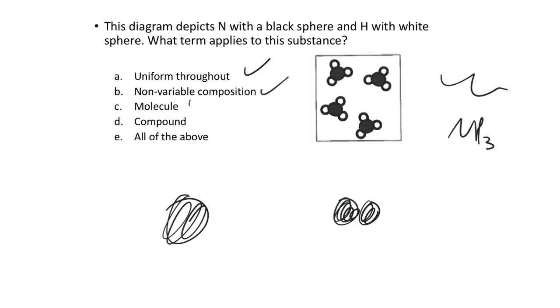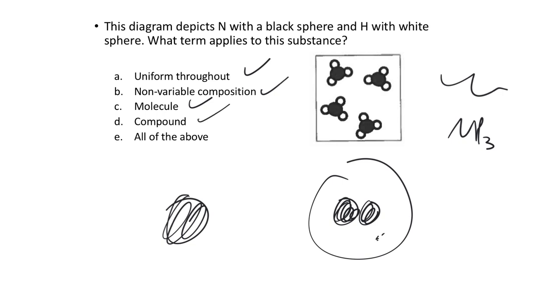Okay, so molecule applies to the NH3s here, and then it's of course a compound. Compound is just 2 or more elements bonded together. So we see 2 elements bonded together, so that makes it a compound. So N2, this example here, would not be a compound, that would just be an element, or excuse me, that would just be a molecule.